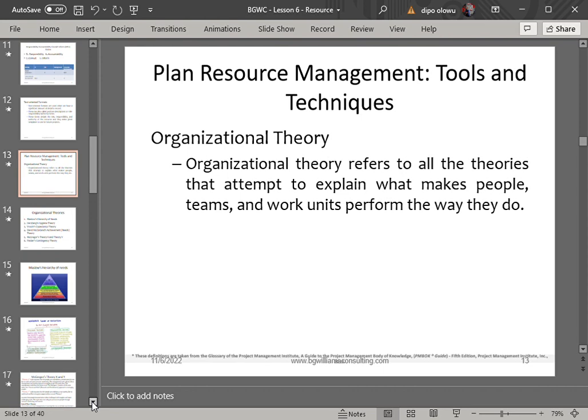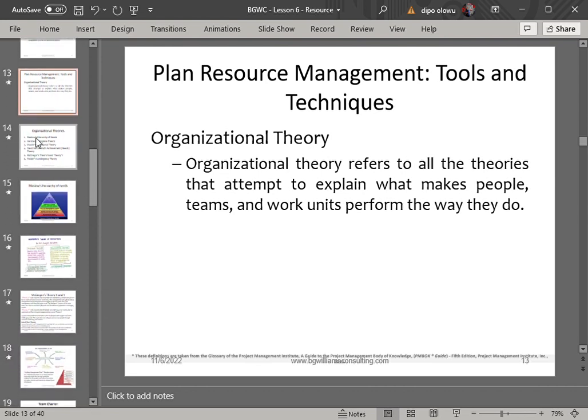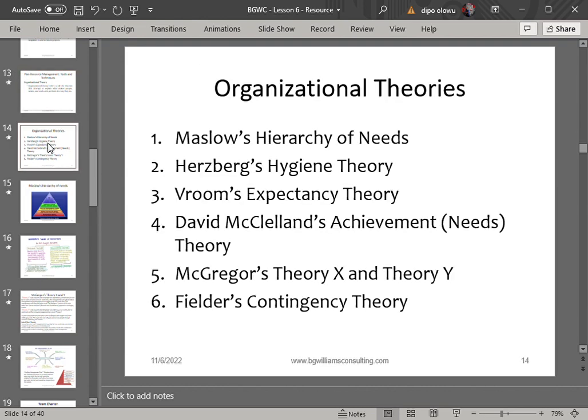So what is organizational theory? Organizational theory is more like those management theories that help us to explain what makes people, what makes a team, what makes a department behave or perform the way they do. And we have several organizational theories that we can look at, just as I have captured in this document.